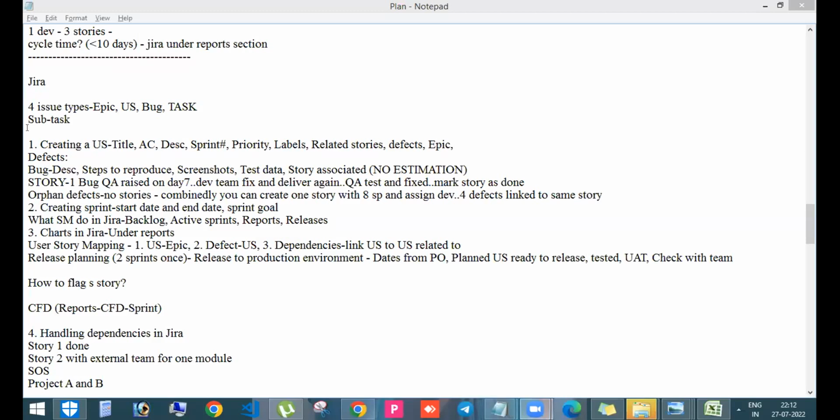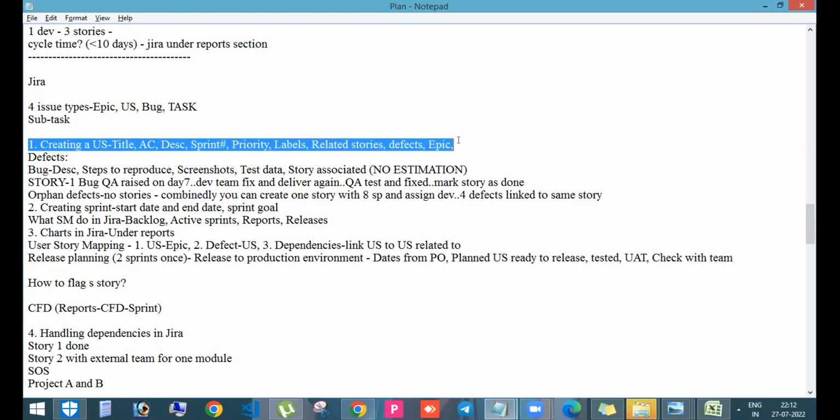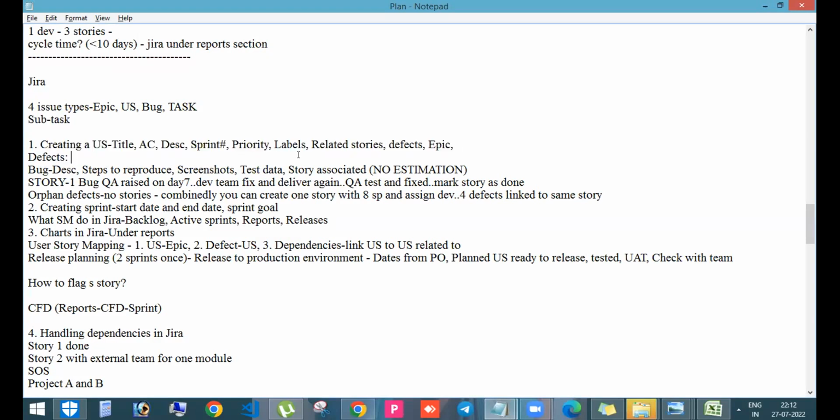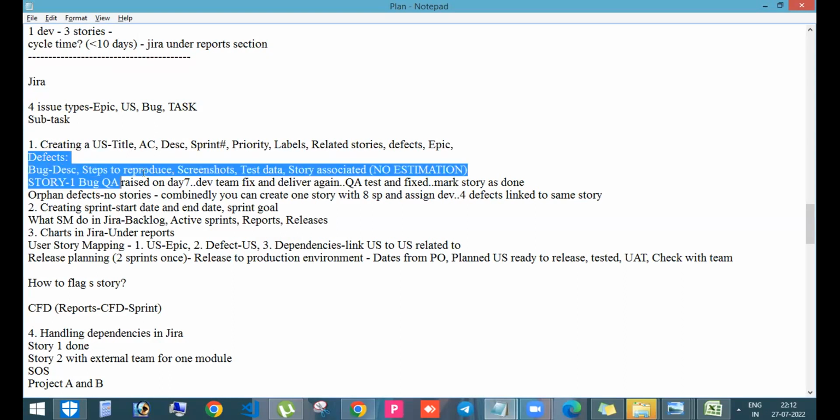So now I have mentioned what a subtask is, and I have explained how to create a user story. These are the things you need to enter. For example, if you're creating a defect, these fields should be there. One bug should have a description, and it should have the steps to reproduce. That means the developers should understand what steps were used to create the defect. So there should be steps to reproduce.